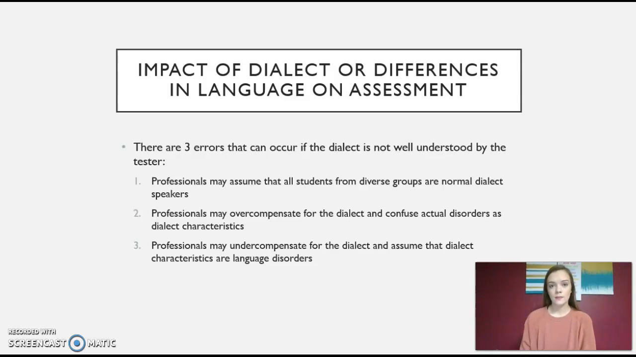I think I just got those two mixed up, but with overcompensating, they're thinking that you don't have a disorder and it's just your dialect. And then undercompensating, they're assuming that it's just the dialect when they really could be missing a language disorder that there is. So there are many different things that can occur if they haven't realized that the student has a dialect and what that dialect consists of and how it may affect the way that they speak.